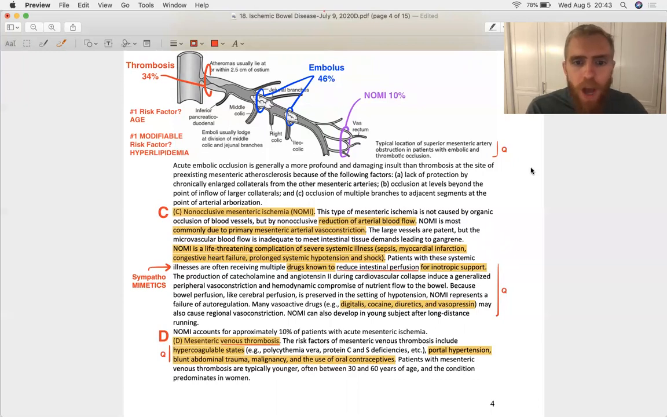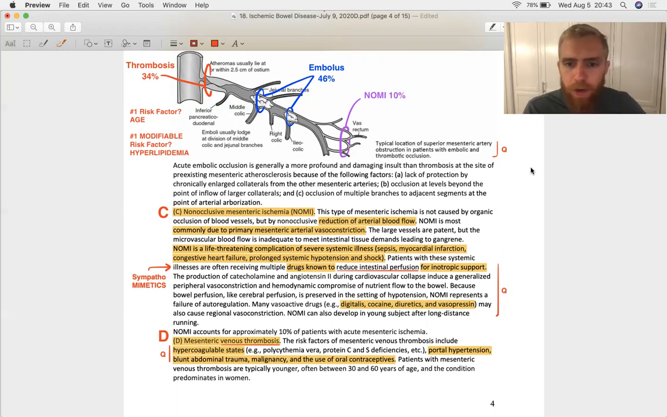So NOMI is a complication of severe systemic illness. These patients are typically already in the hospital, and they have a comorbidity, and they've been there for a few days or so. Sepsis, MI, heart failure, bad pulmonary stuff, all of that can contribute to NOMI.